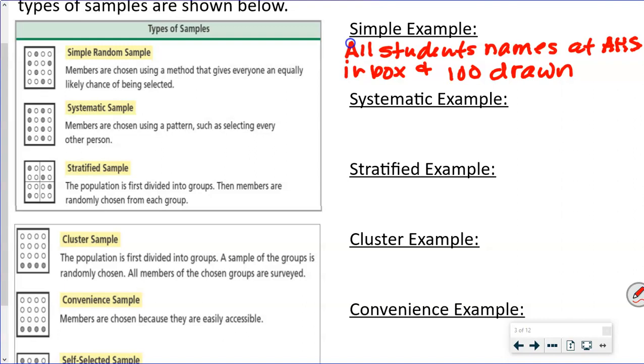The next one's a systematic sample. So members are chosen using a pattern, such as selecting every other person, or I'll give you an example, every 10th person. So normally when I'm looking at this, I look for a number.